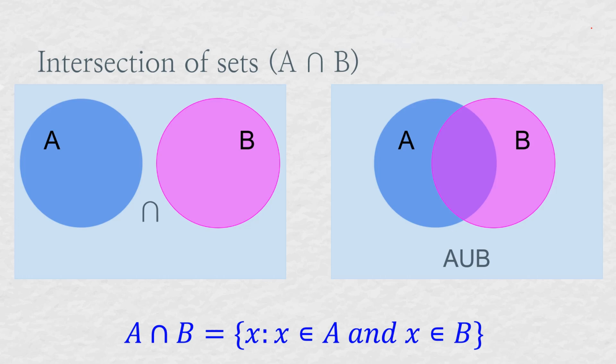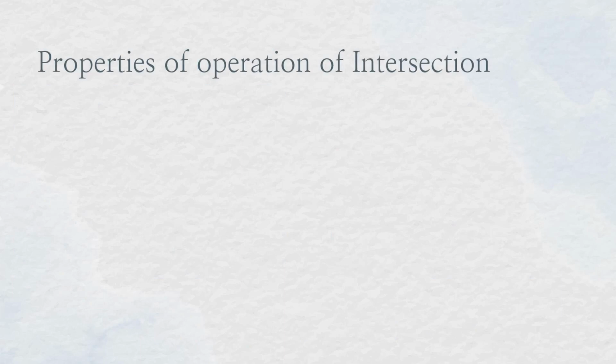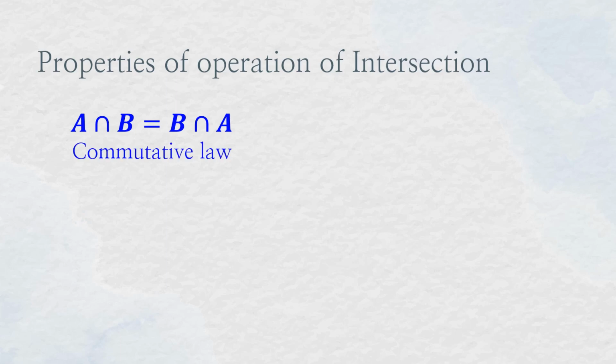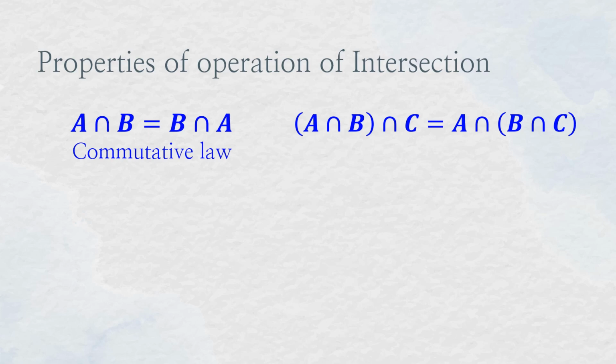Similar to union of sets, intersection of sets also follows some laws. If we take intersection of two sets, the order in which the intersection is taken is not important. That means intersection of a set A with set B is equal to intersection of B with set A. This is called the commutative law. If we take intersection of three sets, we can group any two sets together and the result will be the same. This is called the associative law.